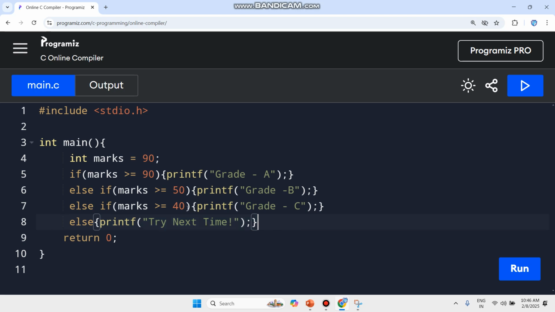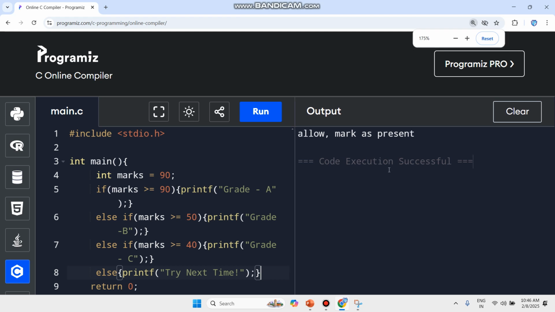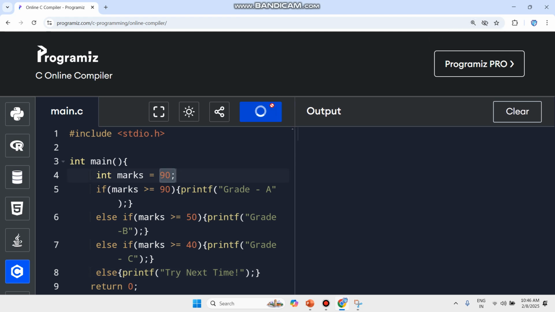Now, without wasting time, let's try to run this program. Okay. Right now, I got 90%. Let me run. Even if I'm getting 98%, what is happening? Grade A. If I'm getting below that, above 50, suppose it's 70. Okay, what is the grade? B, right? It's B. It's perfectly working.